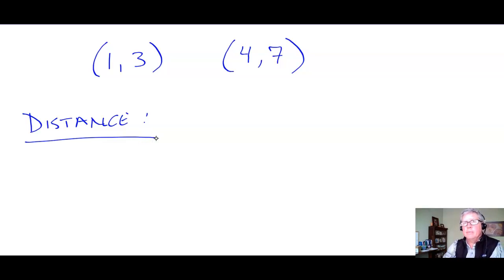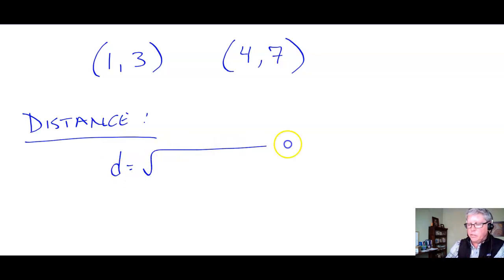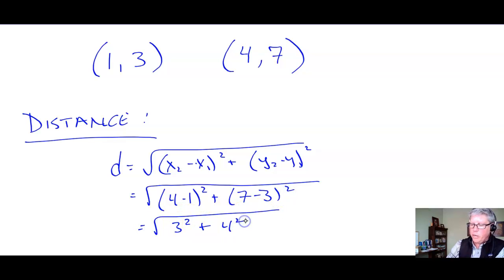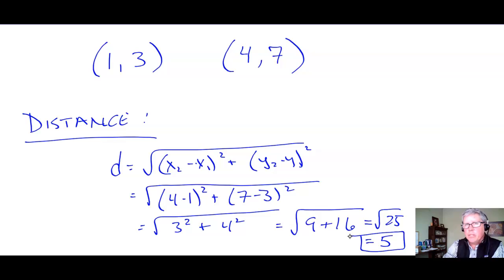All right. Let's say you did it. Let's just check your work. So the distance is equal to the square root of the difference of x's squared plus the difference of y's squared. And that's equal to the square root of 4 minus 1 squared plus 7 minus 3 squared. 3 squared plus 4 squared is equal to 9 plus 16, equal to the square root of 25, which is equal to 5. Hopefully that worked out for you.